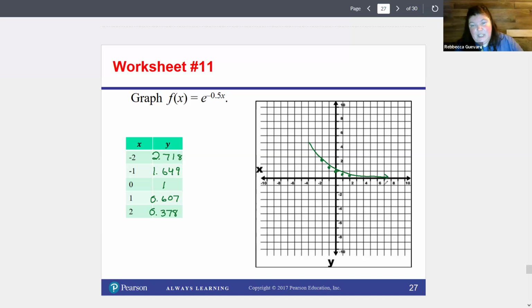And we know that's supposed to have an asymptotic behavior, so we expect it to level out here. Remember, because of that negative exponent, this is the same as this. That's why we're getting that decline, because that negative exponent has changed this to 1 over e to the power of +1/2 x.